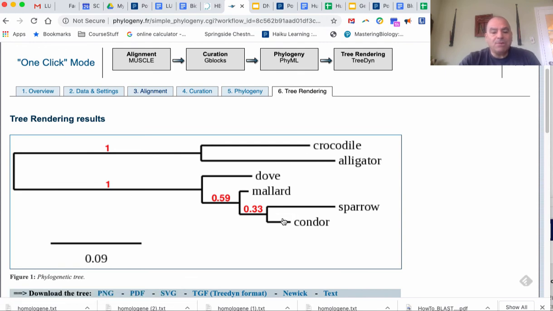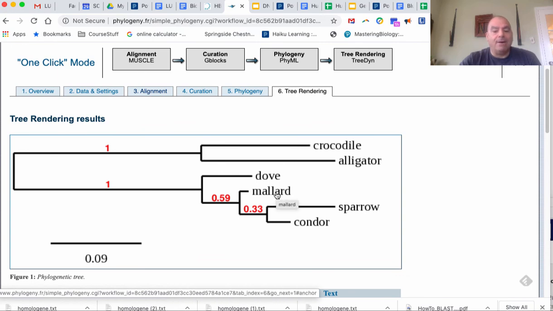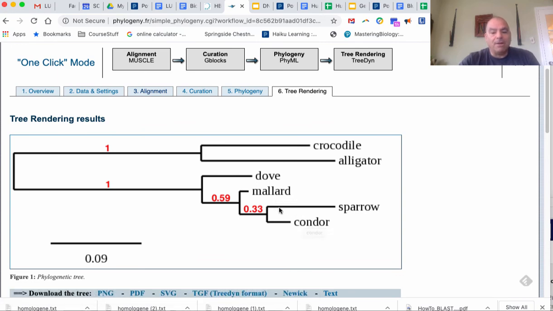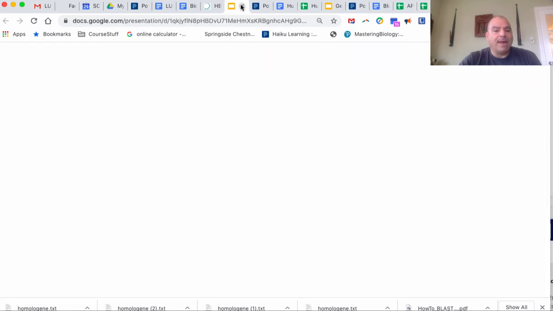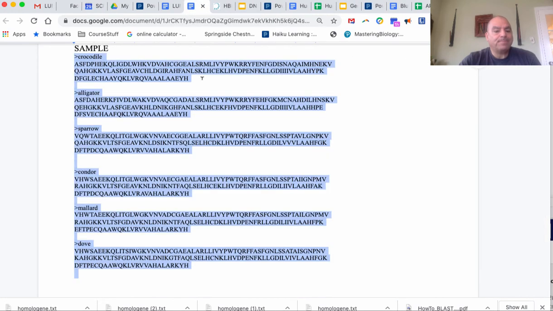But these things swivel. So a sparrow isn't more closely related to a mallard than the condor, because I could rotate this and the condor could wind up next to the mallard. So you really have to go down to look at the common ancestor. Okay, so that's what you should see when you get your cladogram.